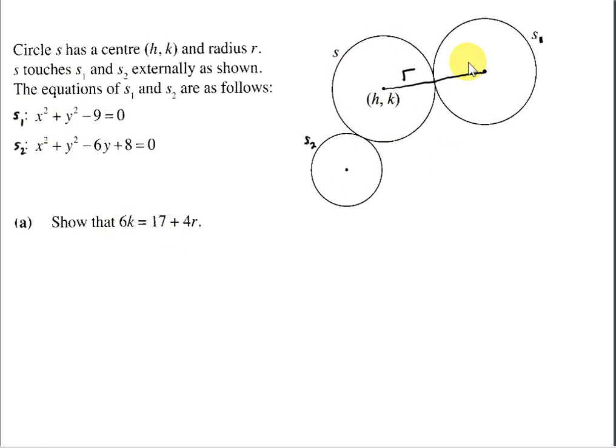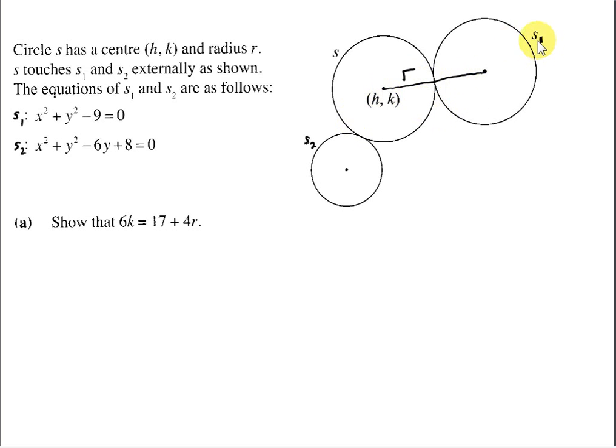However, we do know that since S touches S1 externally, that means at one point, the distance between the centers of the two circles is equal to the sum of the radii of the two circles. The line joining the centers of these two circles passes through the point of contact of the two circles.